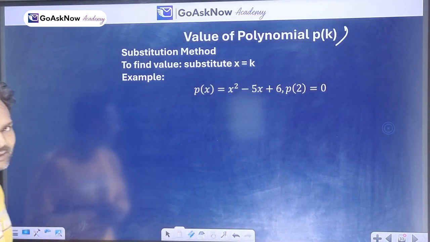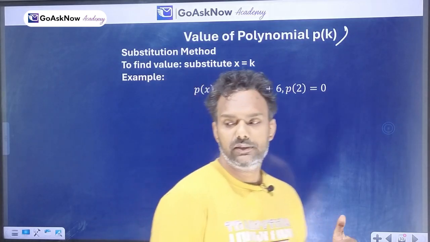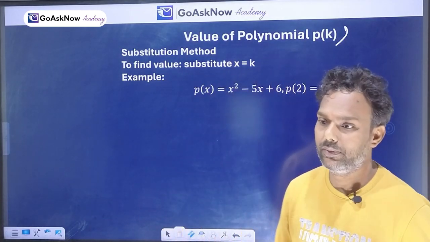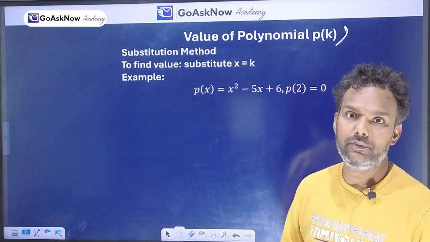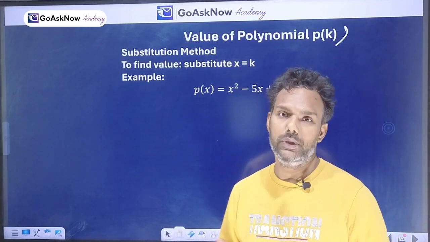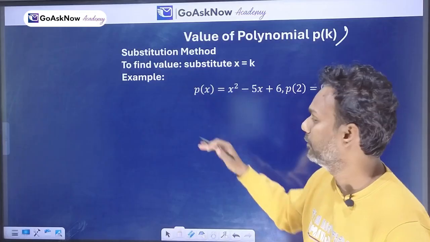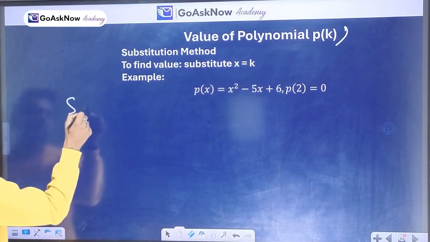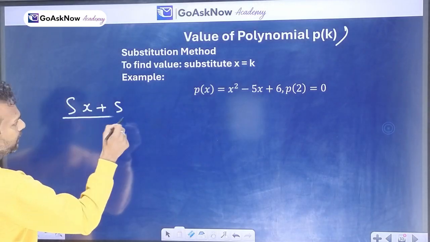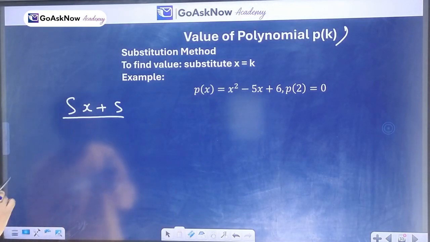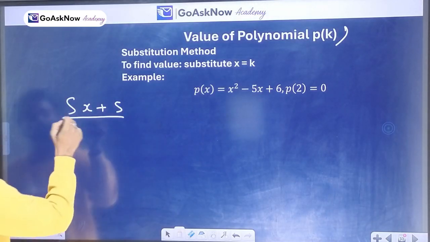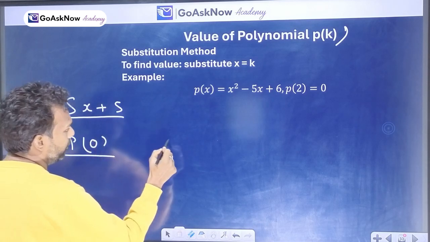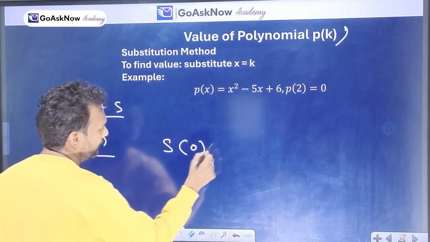You have done it in class 9th also, but we are going to revise here just to find out the nature of zeros, because we will do exercise 2.1 which is based on zero of an equation. Though it is graphical, we are going to do it algebraically here. Suppose there is an equation 5x plus 5 and I say, what is the zero of the equation? Or I say, find P(0).